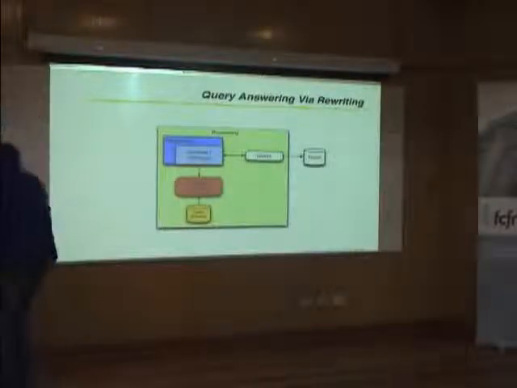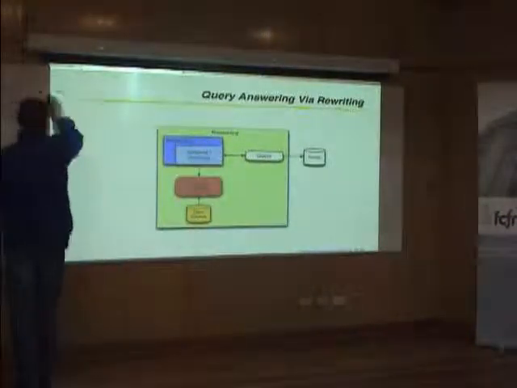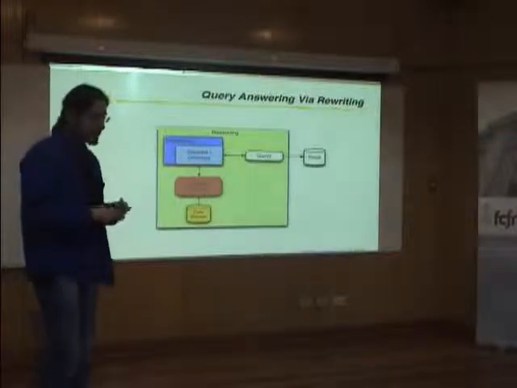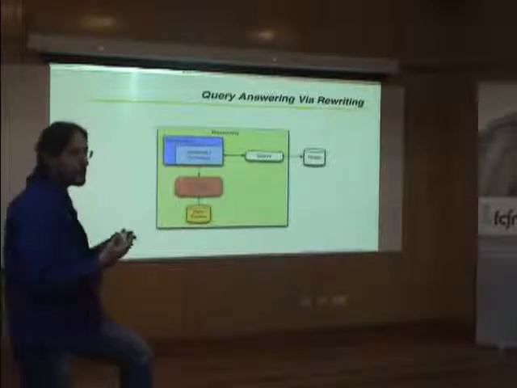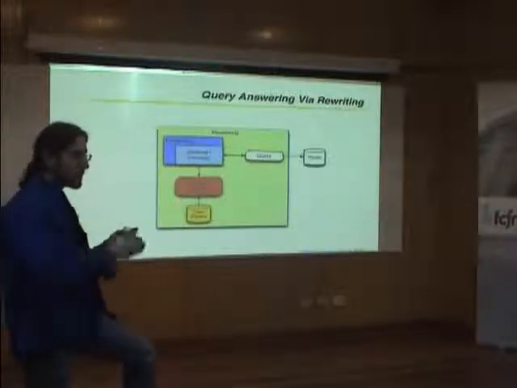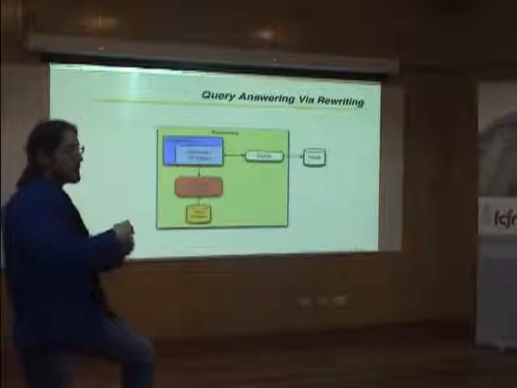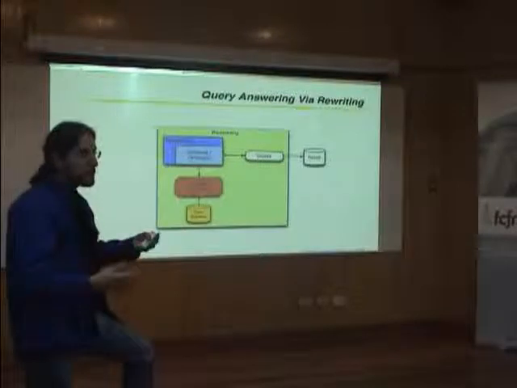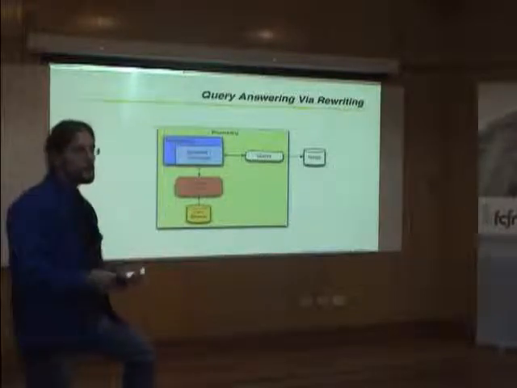And how is this done? This is done by means of a so-called rewriting technique. So the idea is that query evaluation is done in two steps. First, you compute a rewriting of the query with respect to the ontology. This is done under open world semantics. And then this rewritten query, which turns out is a first order logic query, is then shipped to the underlying database and evaluated under closed world semantics.